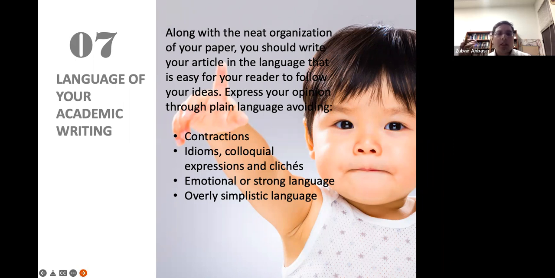Try to avoid idioms such as "hand in glove" or "much water has passed under the bridges", or colloquial expressions or clichés. Similarly, emotional or strong language must also be avoided. At the same time, academic writing does not mean that you must be overly simplistic. Use formal language.